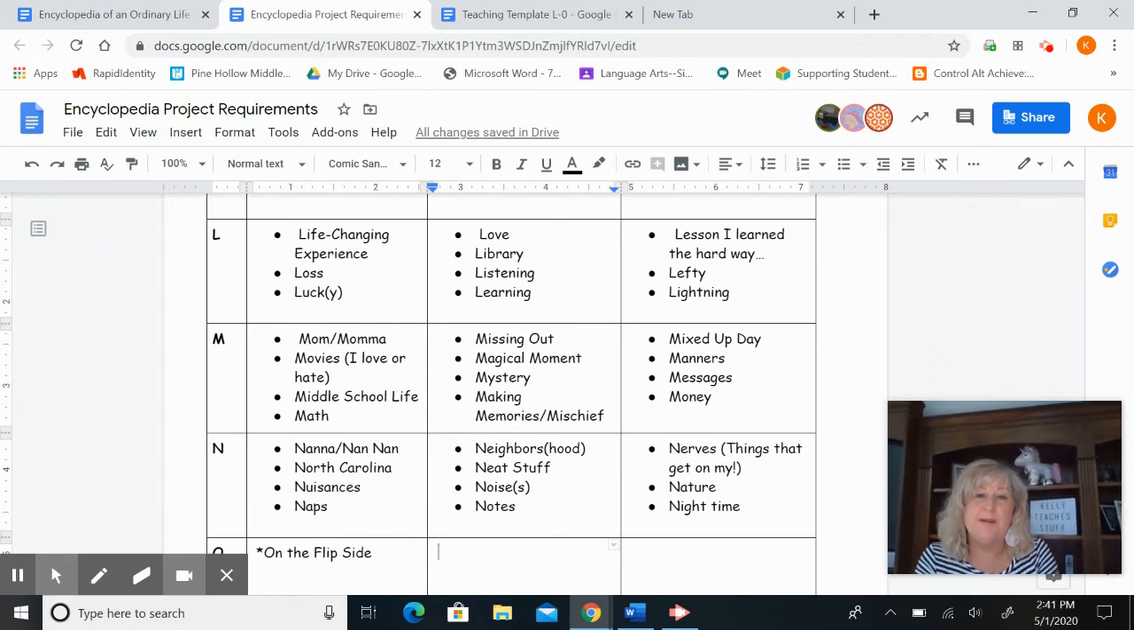Let's look at the next one, a mystery. Maybe there's a mystery that you want to talk about. It could be a book, but it could be a mystery surrounding something in the house that you have or something that you found that is very interesting. Look at the next one, making memories or mischief. Maybe you played a cool trick on a brother or a parent, or maybe you just made a really cool memory with your family.